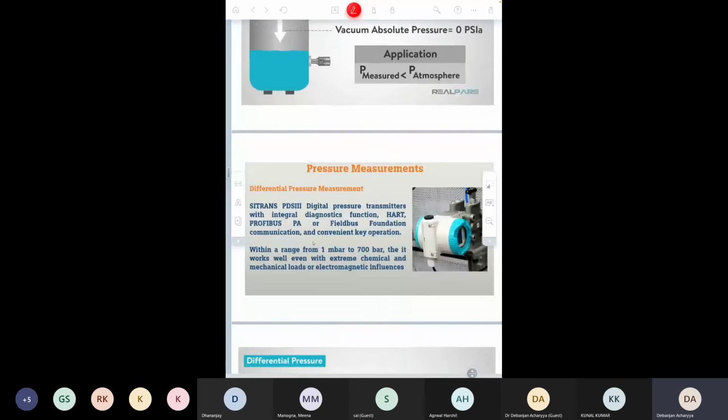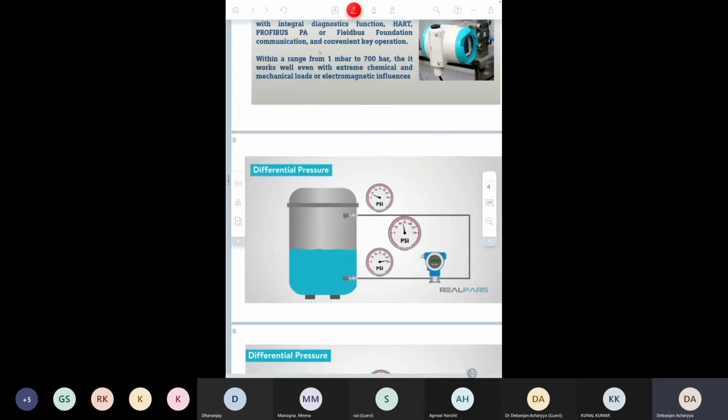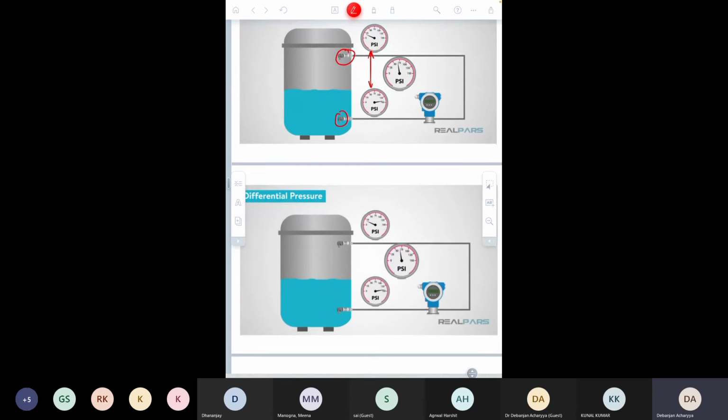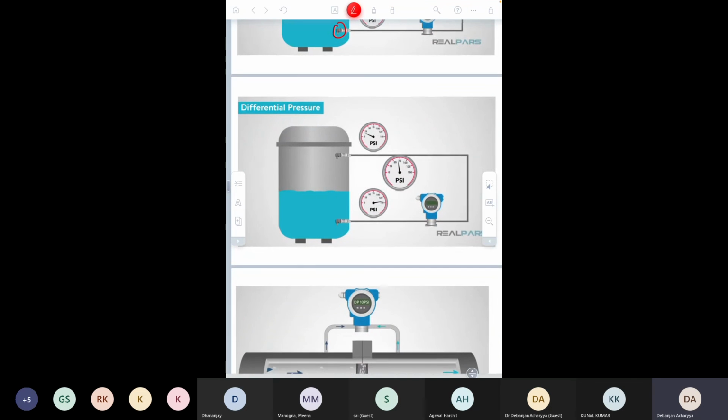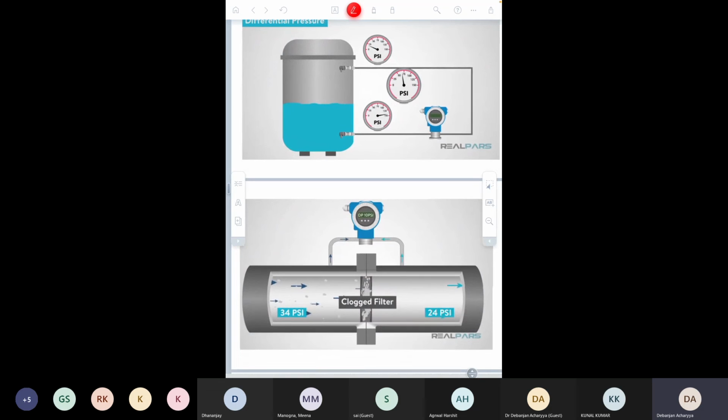Differential pressure means you have a line. For example, if you want to measure the differential pressure of this water tank, you have to put a pressure sensor over here where there is water, and another pressure sensor over here where there is no water, or there is air. The pressure difference between these two pressure sensors is the differential pressure. This differential pressure can be used in different applications.